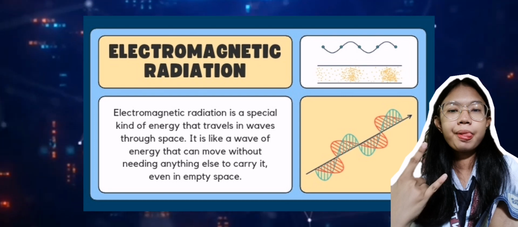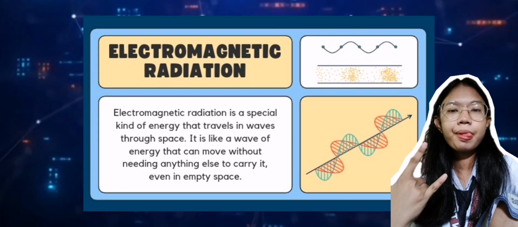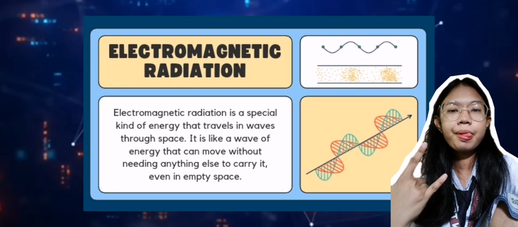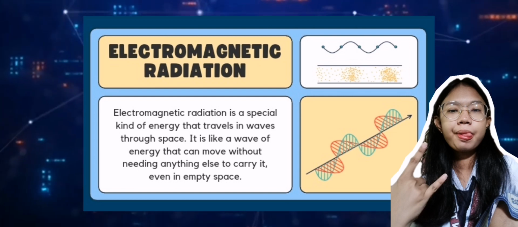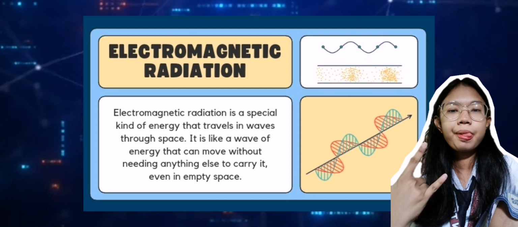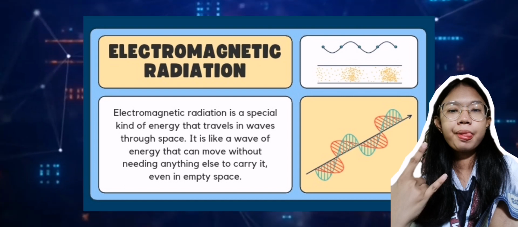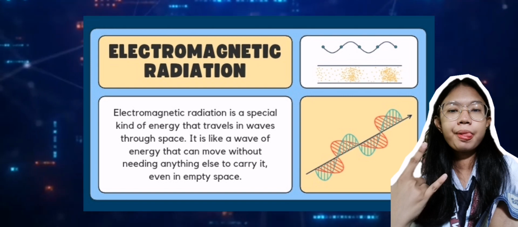Electromagnetic radiation refers to the waves of energy propagated through space or a material medium, typically in the form of electromagnetic waves such as light, radio waves, microwaves, X-rays, and gamma rays. These waves consist of oscillating electric and magnetic fields perpendicular to each other and to the direction of propagation.